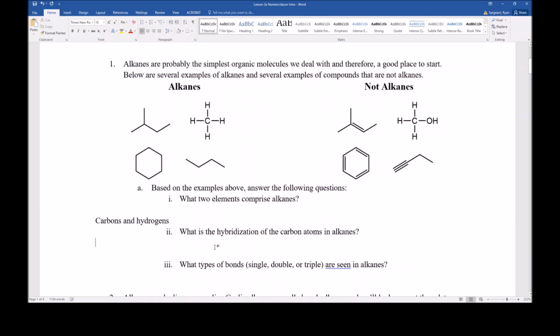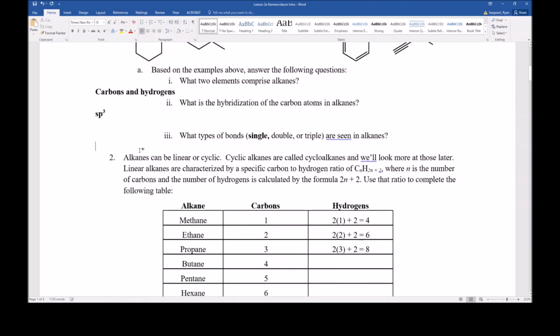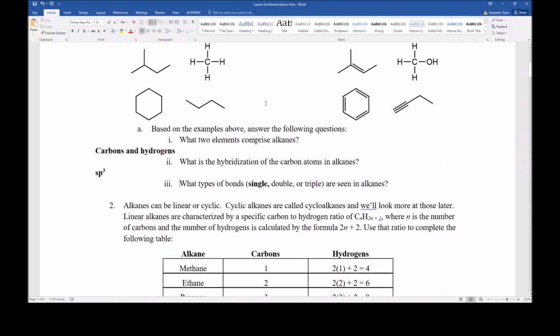The hybridization of all of the carbon atoms in alkanes needs to be sp3. And the types of bonds that we deal with are just single bonds across the board. That's kind of a basic introduction into alkanes.